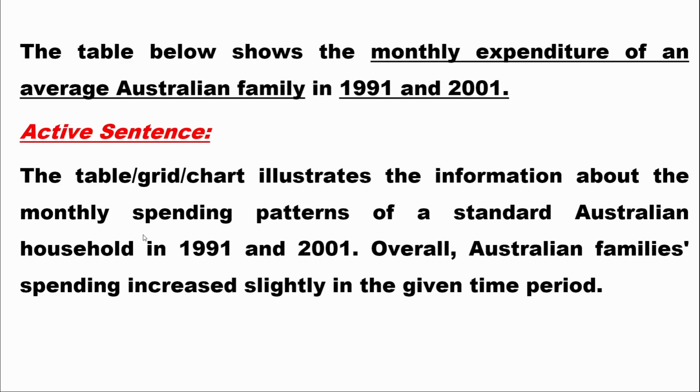So let's start writing the introduction. For the active sentence, I would say the table illustrates the information about the monthly spending patterns of a standard Australian household. Instead of average, I use standard. Expenditure, I use spending patterns.